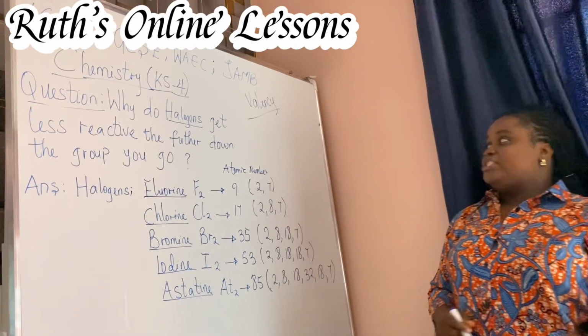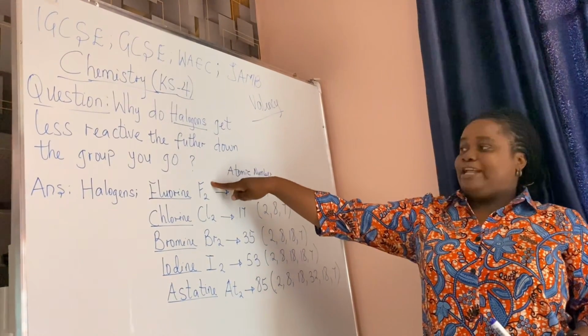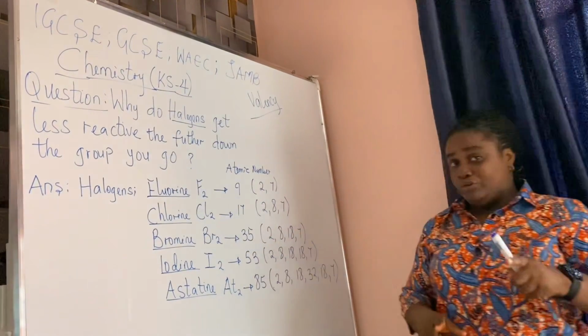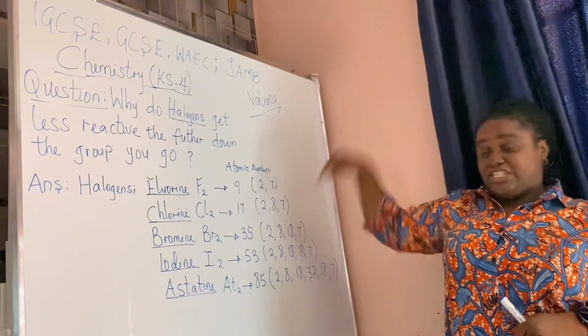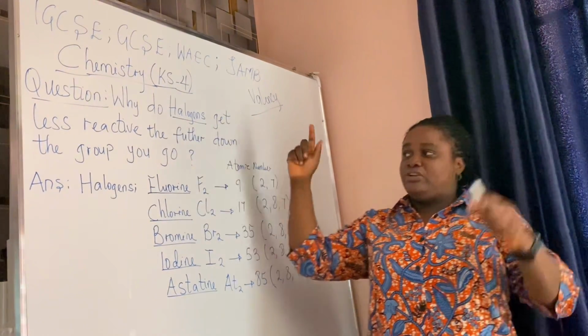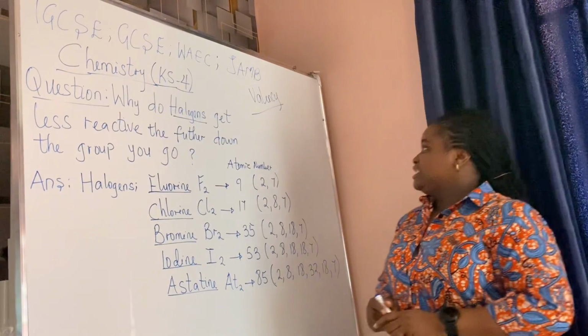So I'm going to use a shell diagram to arrange the electrons found in a fluorine atom and the electrons found in a chlorine atom, because I want to use the shell diagram to explain why halogens get less reactive the further down the group you go. So you just have to be very patient with yourself and me here.